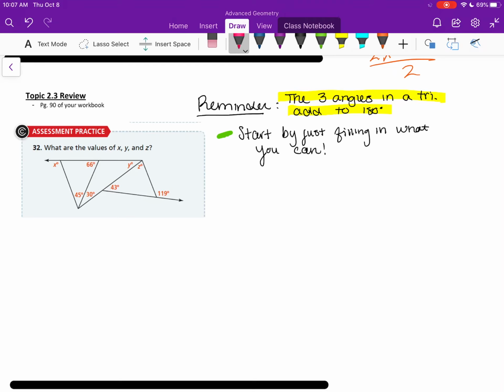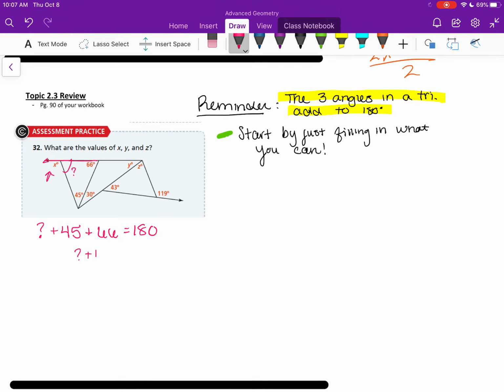So right now I don't know x, but I can see that x is connected to this line that is connected to this triangle. So if I can find that missing angle, I can find x, because x and that missing angle lie on the same line, and I know that they'll have to equal 180 degrees. So I'm just going to call this question mark, and I know that question mark plus 45 plus 66 has to add up to be 180 degrees.